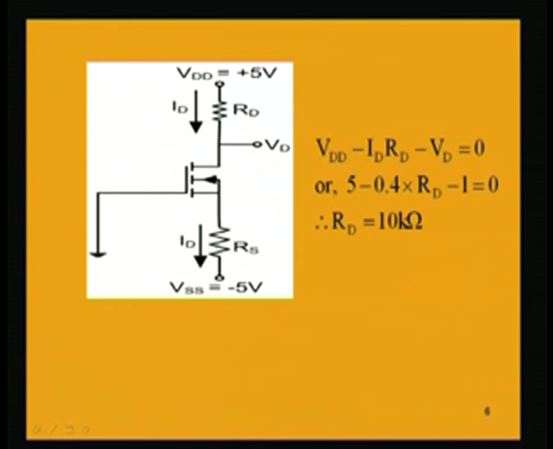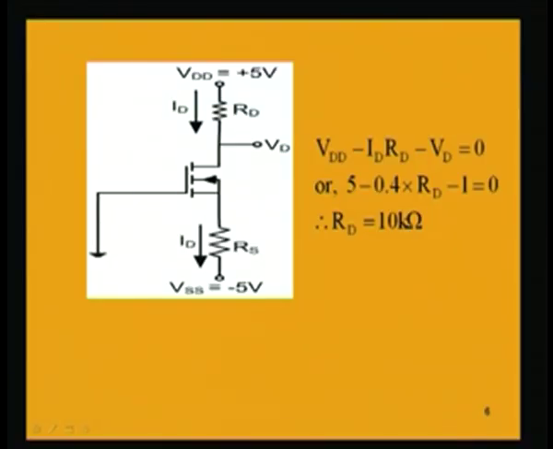So, VDD is equal to 5 volt. So, 5 minus ID, given to us as 0.4 milliampere, keeping that as 0.4 only, then the answer will be in kilo ohm, minus VD equal to 1 volt, the voltage at the drain end is 1 volt. So, this gives us the solution of RD equal to 10 kilo ohm. So, we know what is RD. Now, what will be RS?